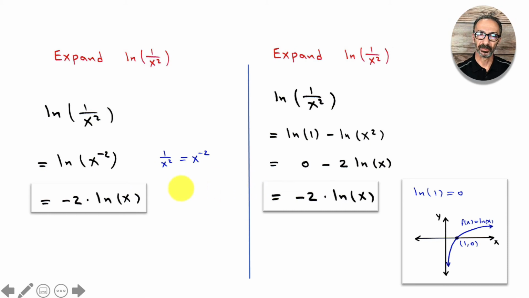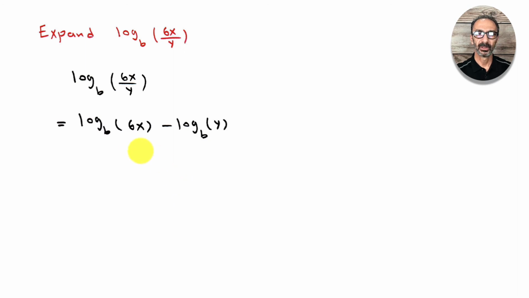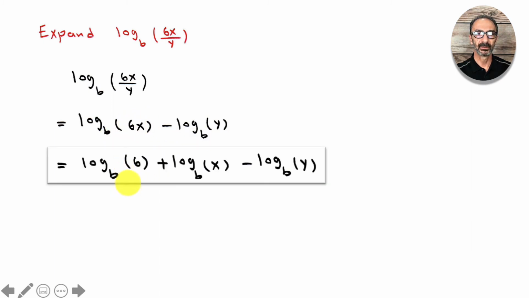Let's try another one. This has a product on top, and the whole package is a quotient. So we're going to apply the quotient rule first. Becomes log 6x minus log y, same base, b. We're going to apply the product rule right here and make it log 6 plus log x minus log y, and we are done again.